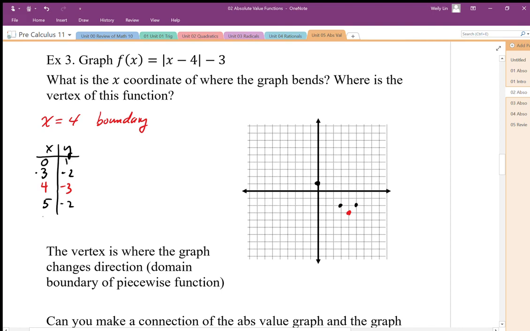Okay, and let's go to positive 8. 8 minus 4 is 4. Absolute value doesn't do anything. Minus 3 is positive 1. So 5, 6, 7, 8. There it is. So there is my absolute value function. And in fact, that red dot does represent the vertex of that function. So the vertex of this function is at (4, negative 3).